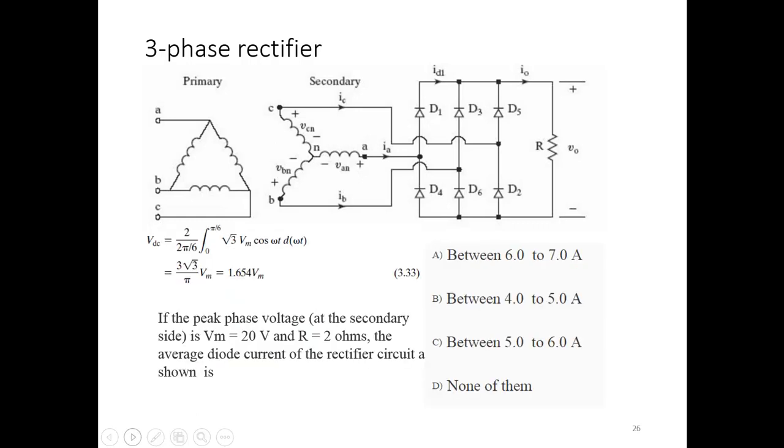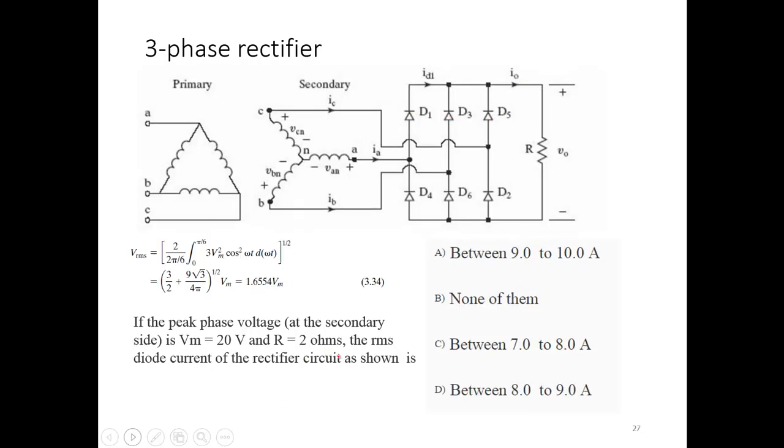Now, if you want to find the average, you can integrate from 0 to pi, and you will find it is 3 square root of 3 over pi times Vm, where Vm is the peak value. The question asks about Vm, R, and the average diode current. Whatever average current you found, say IA equals 10, each diode will carry that divided by 3. Each diode current will be 10 divided by 3. You do the calculation and find it out. Maybe one of them, maybe none of them.